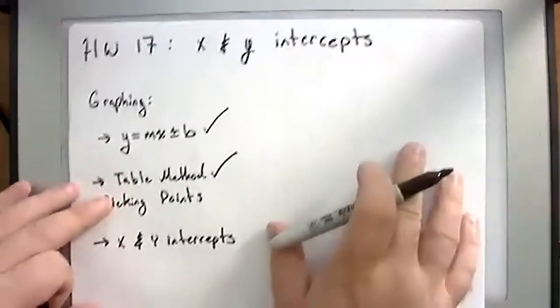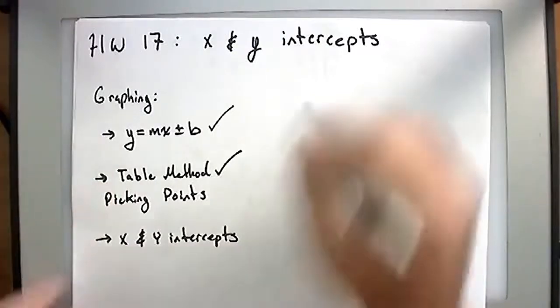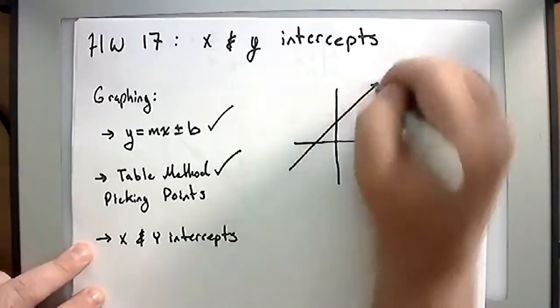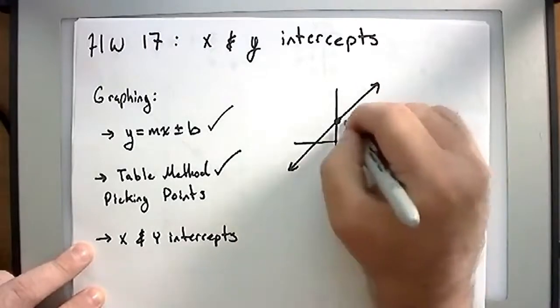Now you already know what a y-intercept is. We'll go back to the graphs for a minute. You already know what a y-intercept is, right? Let's just draw a little generic graph here. The y-intercept would be right here, right? It's where it crosses the y-axis.